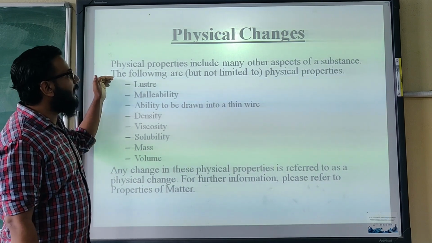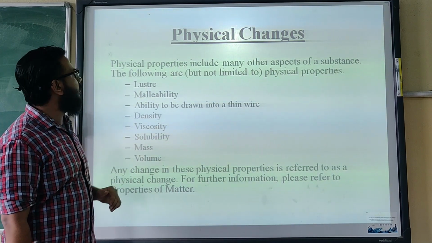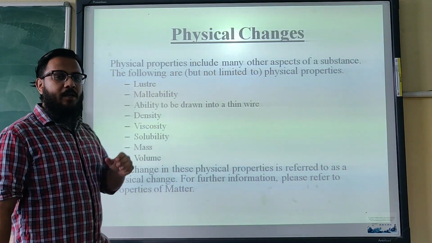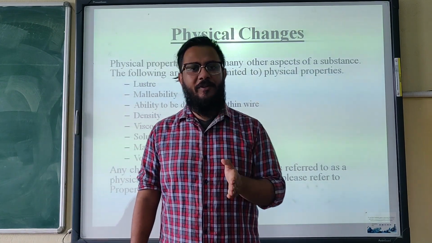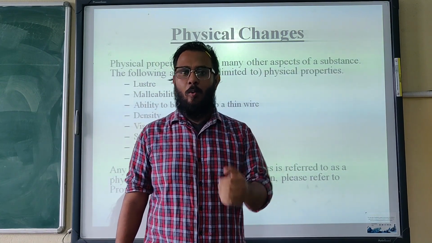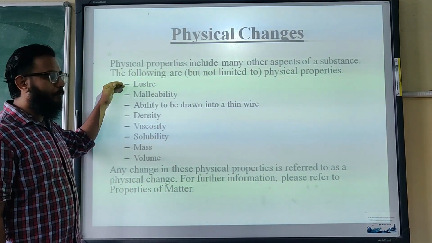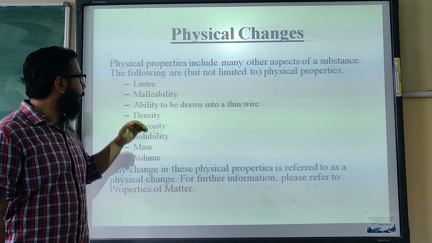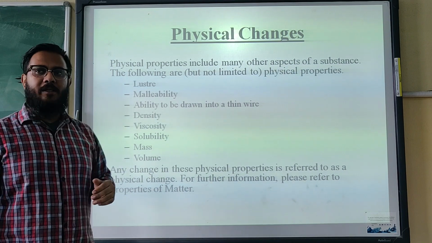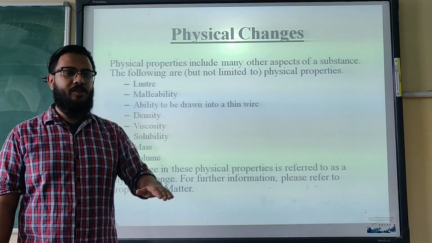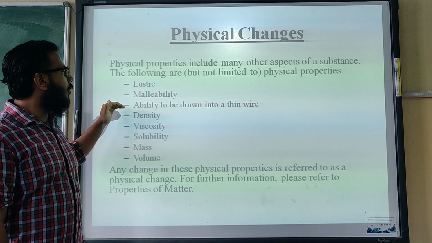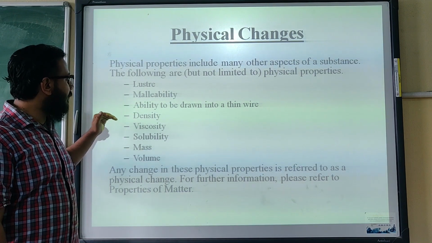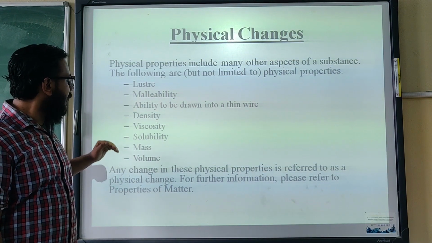Physical properties include many other aspects of a substance. The following are, but not limited to, physical properties. We talked about how in a physical change, only the physical properties change. And what are those physical properties? Here they are. Luster: the ability to shine. Malleability: the ability to be beaten or hammered into thin sheets. Ductility: the ability to be drawn into a thin wire. Then density, viscosity, solubility, mass, volume, etc.